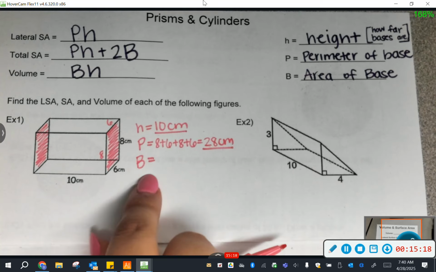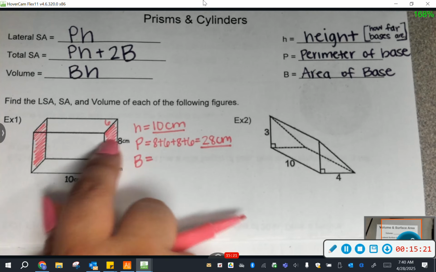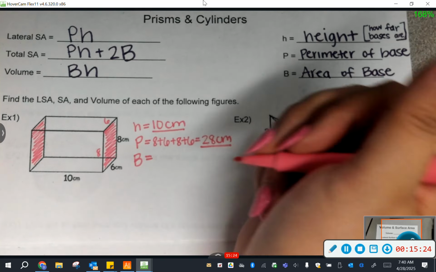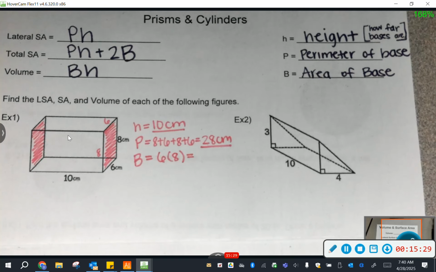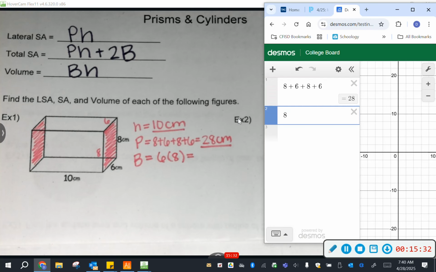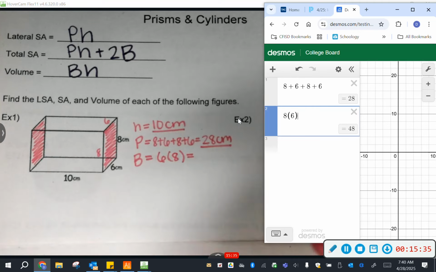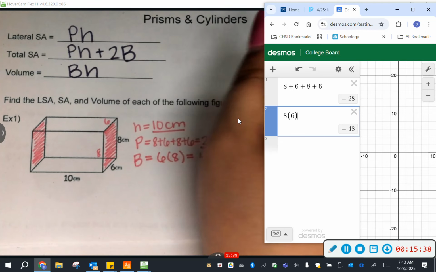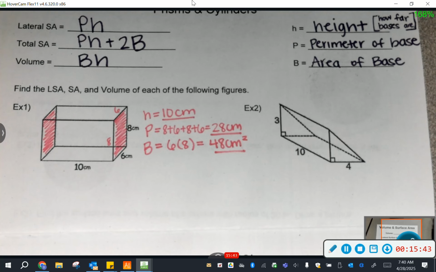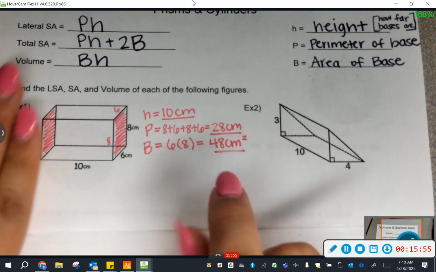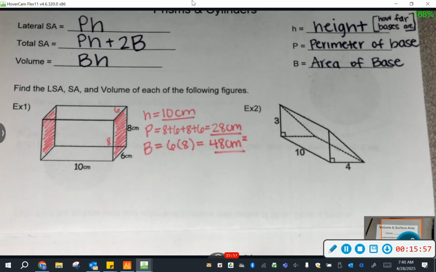How do I find big B? How do I find the area of this right here? Base times height, which is 8 times 6 or 6 times 8. What is 8 times 6 or 6 times 8? And because this is area, it's going to be centimeters squared. If you can find those three things, that's the hardest part. So perimeter is only one of the... Only one of them. You're only looking at one of them when you're answering this. Good question. Yep.